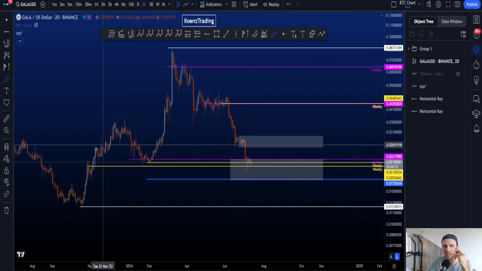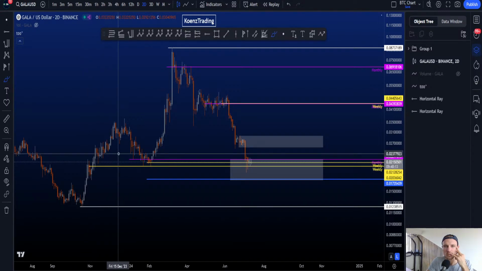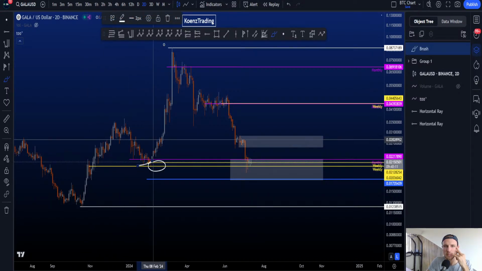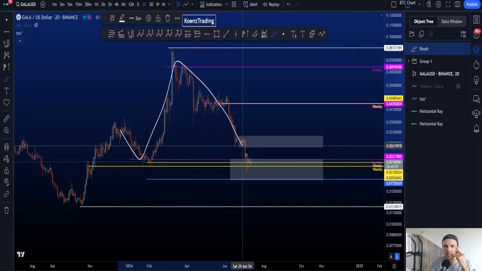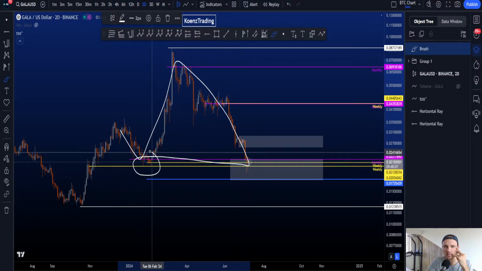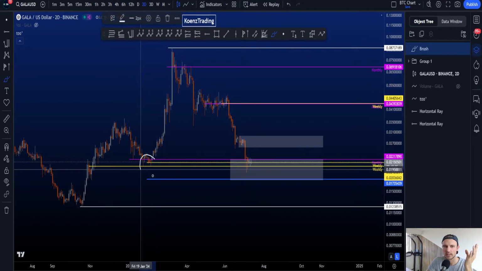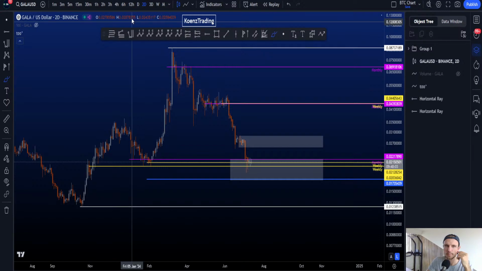This is very ugly. So we now took the low. A flat ABC has a minimum target of taking the low, which it has done.